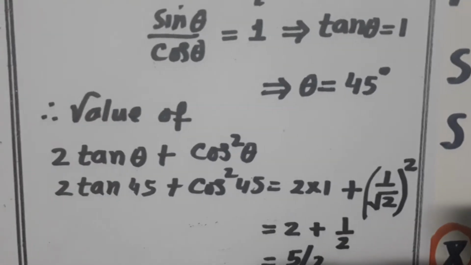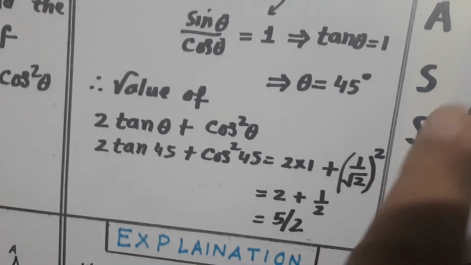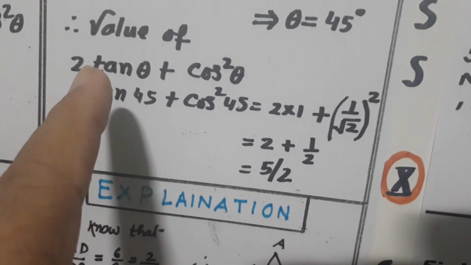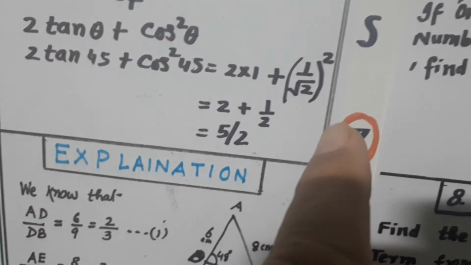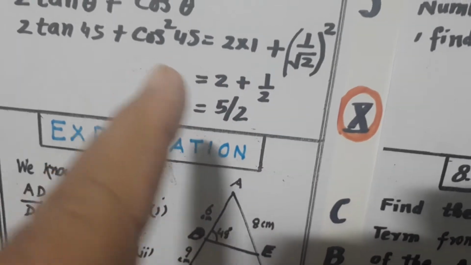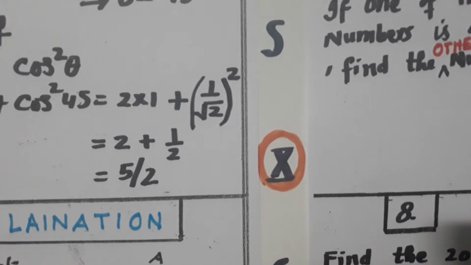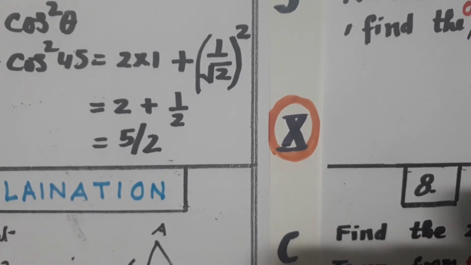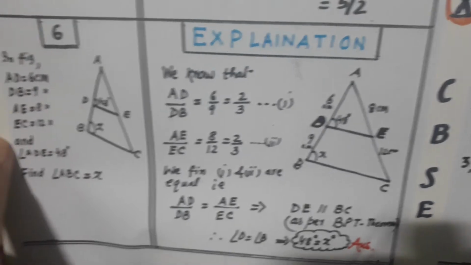So 2 tan theta plus cos square theta. Tan theta देखिए पहले से ही 1 निकाल लिया हमने. So this will be 1. So 2 into 1 and cos 45 is 1 over root 2. इसका square हो रहा है. So do the square. So cos square 45 will be 1 over 2. So 2 plus 1 over 2 is your 5 by 2. Let us go to the next one.